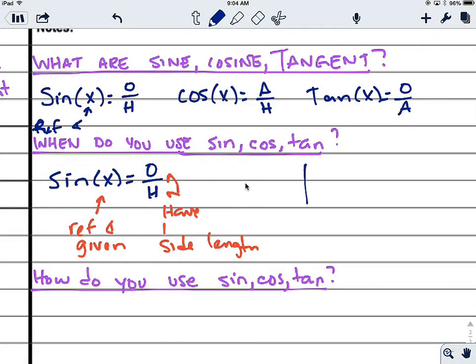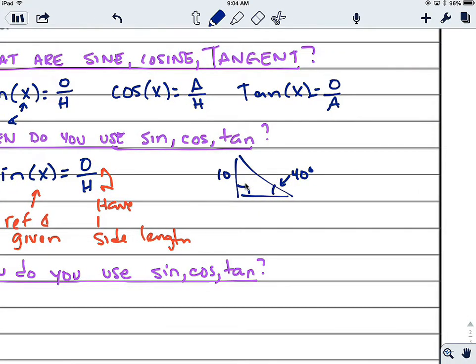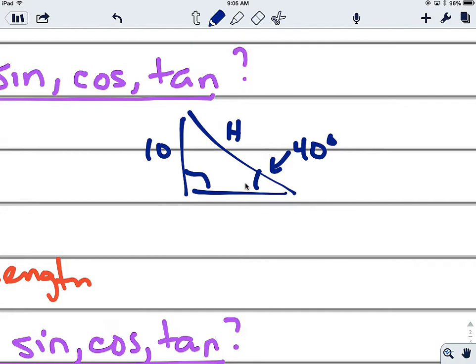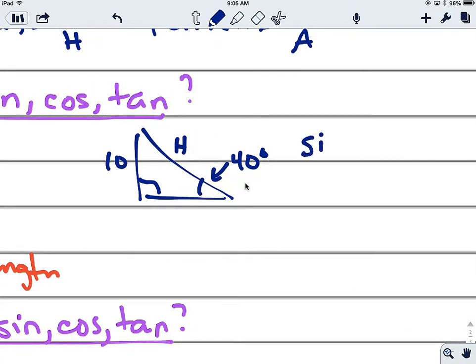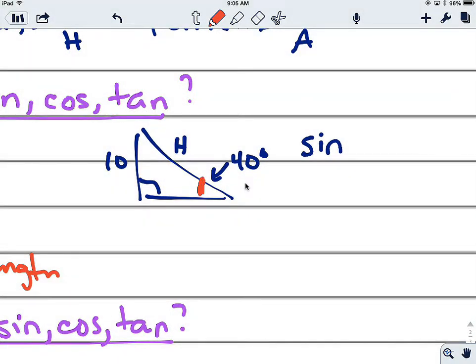So like if I have a triangle that I know is right, and let's say this angle right here is 40 degrees, and I know this side length is 10, that's a perfect setup to use sine, cosine, or tangent. So like if I wanted to find the hypotenuse, let's call it h, I would definitely look at 40, look at the ratio that I have, and realize that I'm dealing with sine. I have something to put into the angle. I have this angle here, 40, so that's going to be my input.